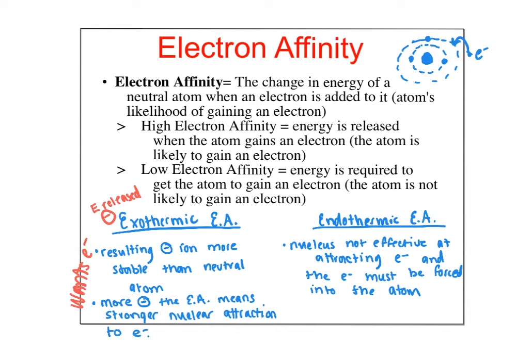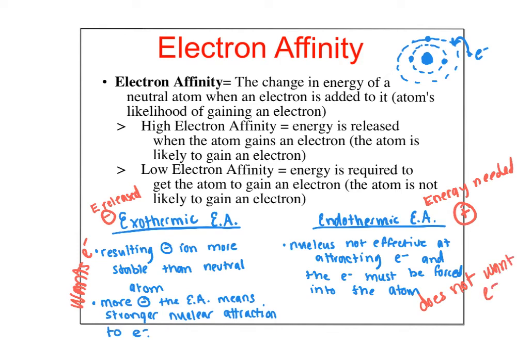If it's endothermic, that means energy is needed and it's going to get a positive value. So if you have an endothermic electron affinity or a positive electron affinity, that means the nucleus is not effective at attracting an electron, and we had to force it in. We had to shove that in there, so it does not want an electron. It's not happy about it.